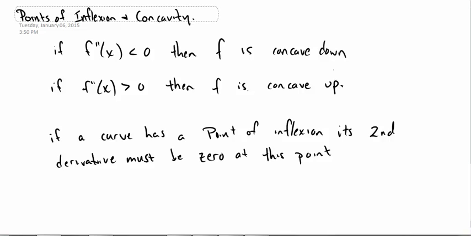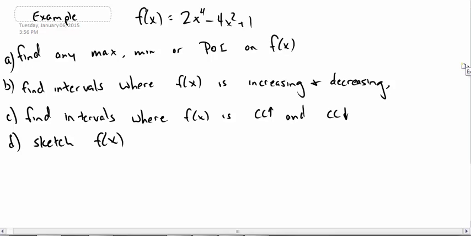So, let's take all of this goodness and bundle it up into one wonderful problem where we're going to analyze the graph of f of x equals 2x to the fourth minus 4x squared plus 1 without actually having a graph. Whoa, crazy, I know. We're going to find any maximums, minimums, or points of inflection. We're going to find the intervals where f of x is increasing and decreasing, and we're going to find where it's concave up and concave down, and then from that information, we are going to graph it.